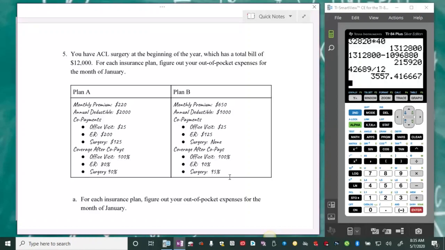Do I want to have, in plan A, a lower monthly premium, but a higher annual deductible? And in plan B, a higher monthly premium, but a lower annual deductible. And there are also some differences in copayments and coverages. So there's a lot of things to think through. Let's go ahead and figure out these out-of-pocket expenses here. So $12,000 is the total bill.